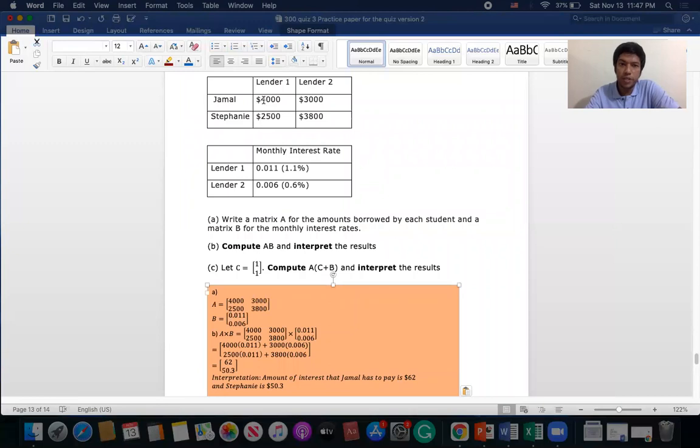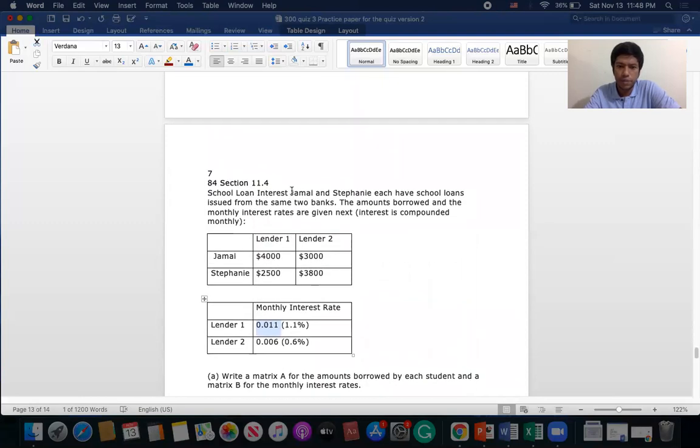So first, this information is given: 4,000, 3,000, 2,500, and 3,800. We just write them in some matrix. That's all. A equals this information, B equals this information. Now, when you write B equals this, just don't write this 1.1%, 0.6%, because the percent is already converted, and this is the answer. If you divide 1.1 by 100, then you actually get this. So already, this is this.